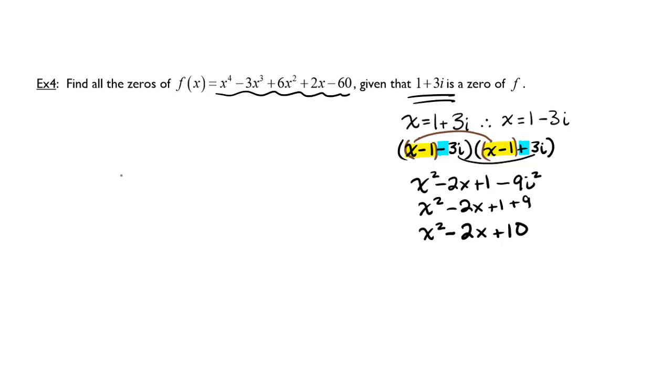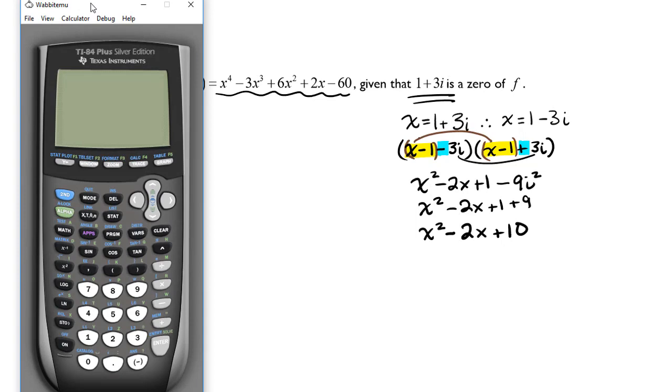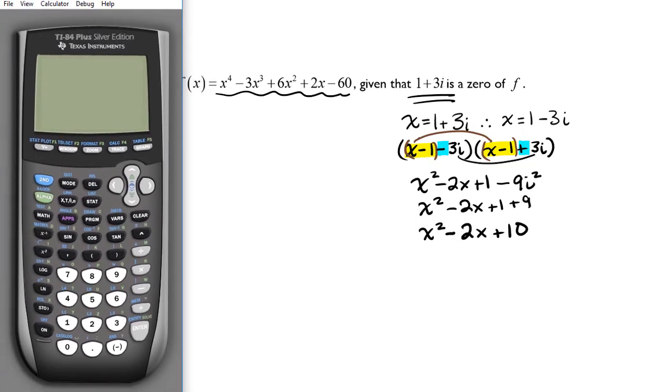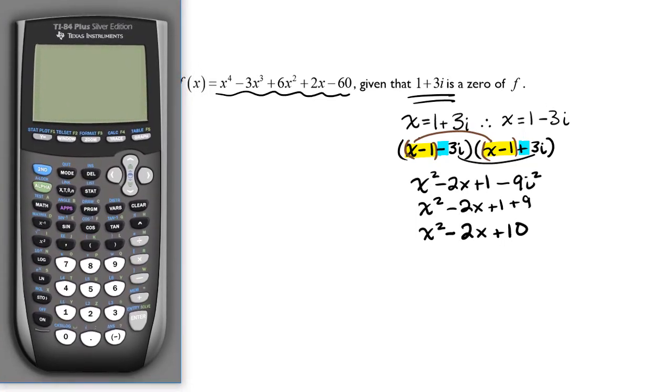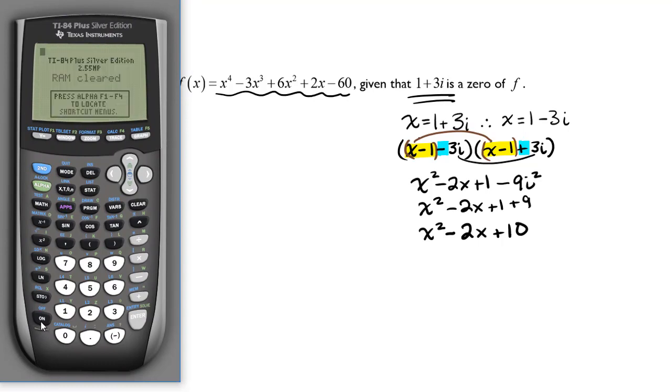So now I can find the other two factors of the polynomial f of x using long division, or I can graph it. I'm going to graph it first because if I can find what those other two factors are without having to do anything crazy, I'm just going to do that. So x to the fourth minus 3x to the third plus 6x squared plus 2x minus 60.